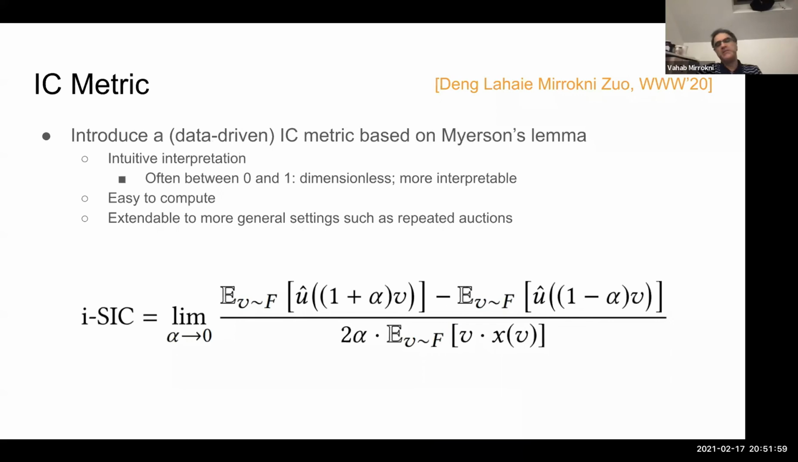So we introduced this notion of IC metric that we call ISIC. This is a metric that's inspired by the way that the Myerson lemma is defined, if you are familiar with that. If you know the Myerson lemma, you see that we are taking expectation in some of the terms, but the idea is to see in expectation how much the buyer benefits by perturbing their bid with a small factor. And this ratio gives us a measure.